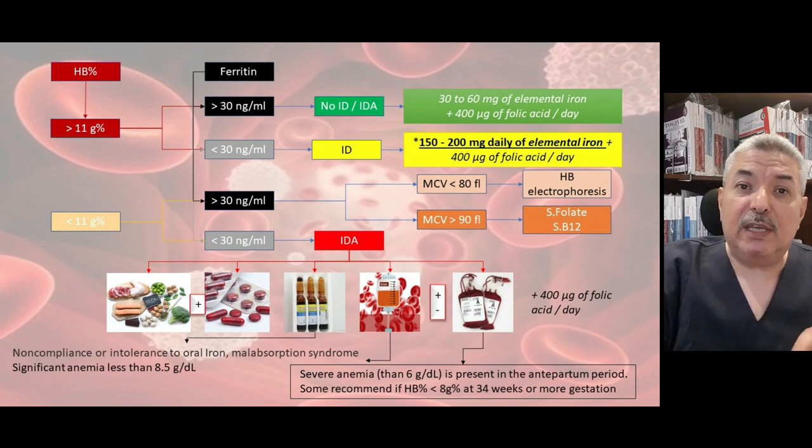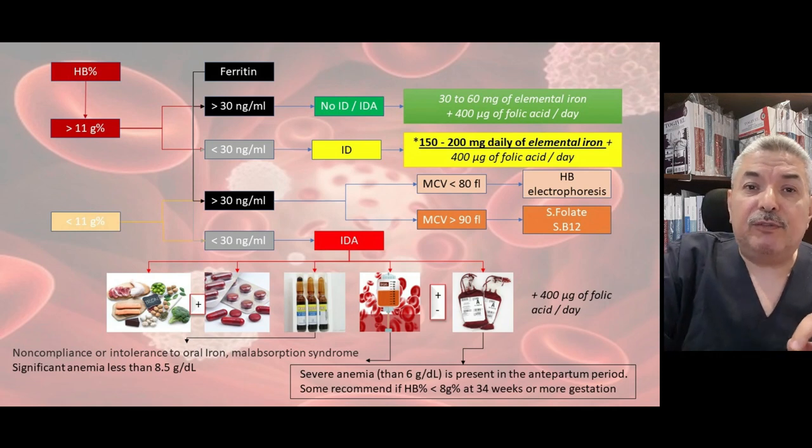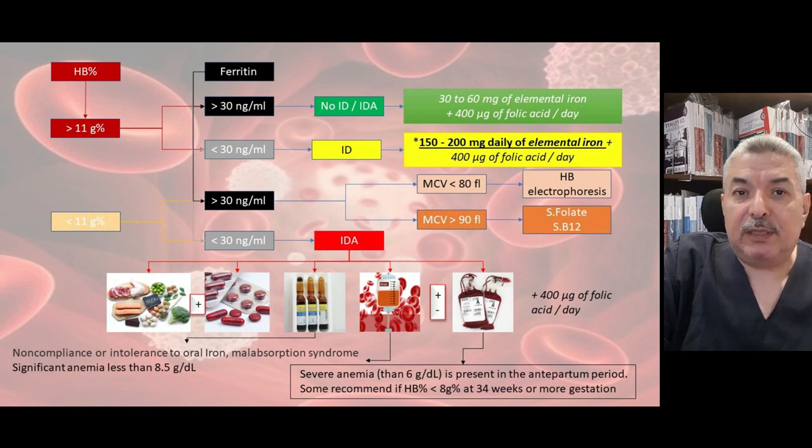Or significant anemia, less than 8.5, which is severe anemia by the WHO definition, less than 8.5 gram percent. So in these forms, don't give oral iron. If the patient is less than 8.5, go for parenteral iron.